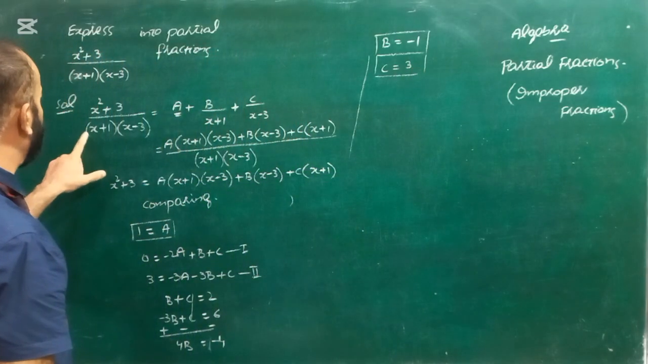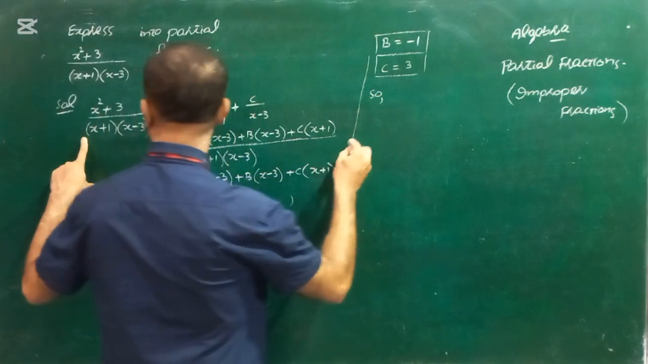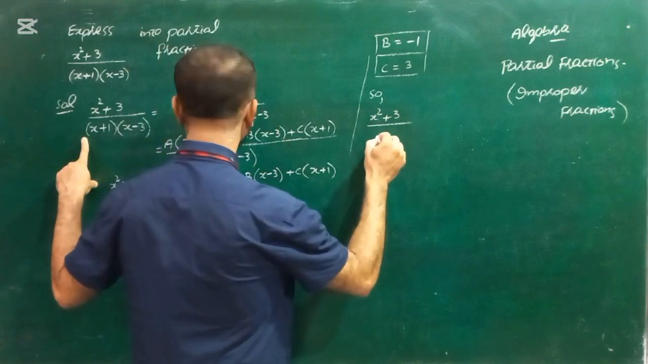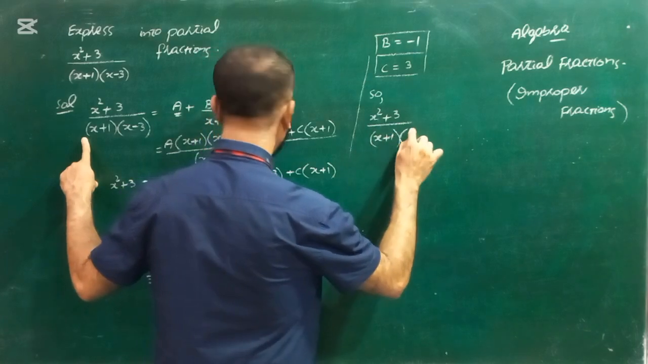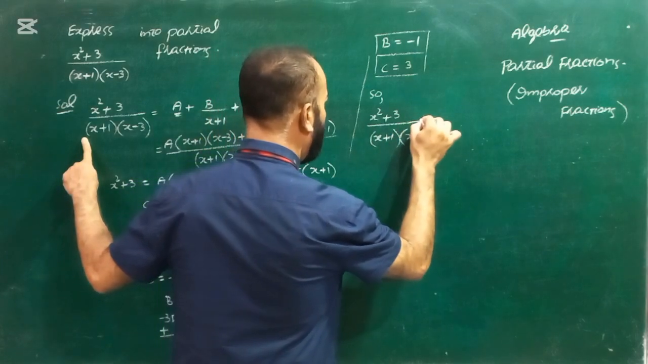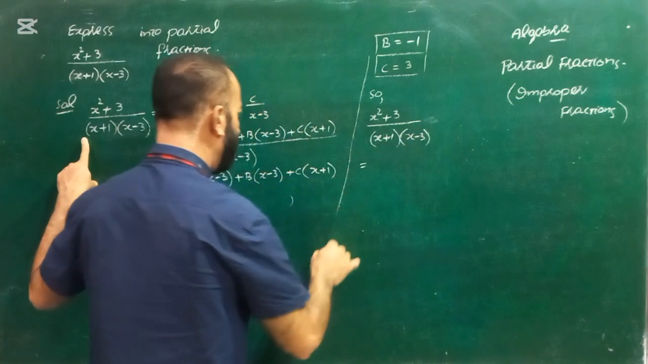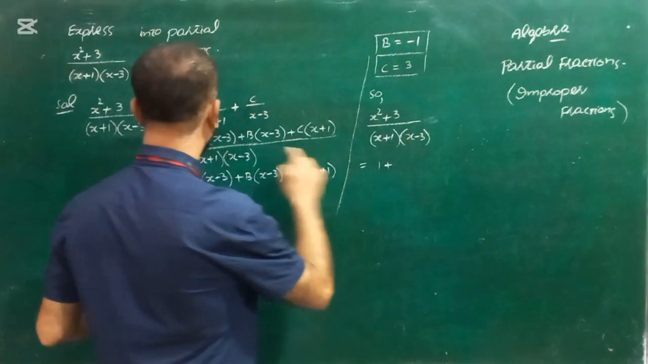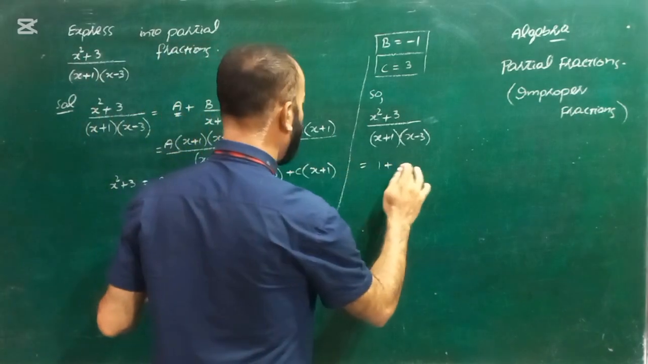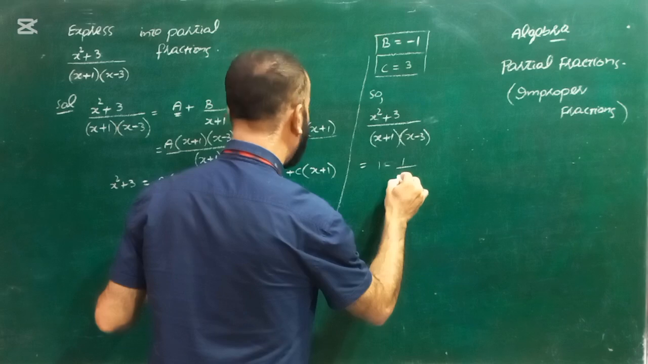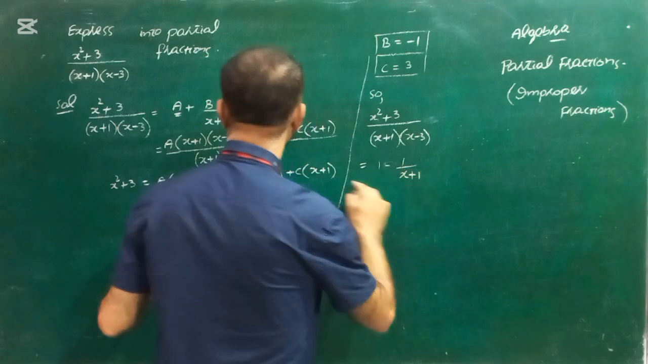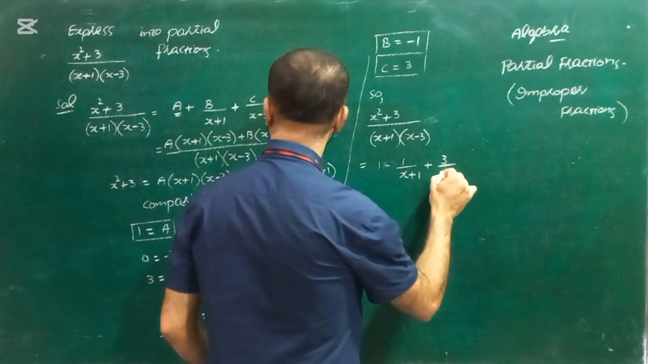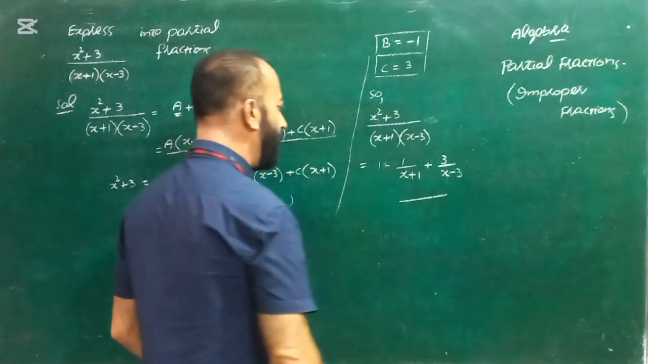Now putting it into this equation: x square plus 3 over (x plus 1) into (x minus 3) is equal to A plus, so A is 1, so 1 plus B, B is minus 1, so minus 1 over x plus 1, and plus C, C is 3, so 3 over x minus 3. So this is the answer.